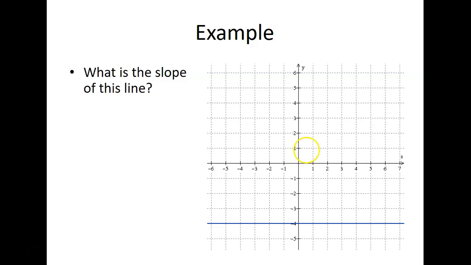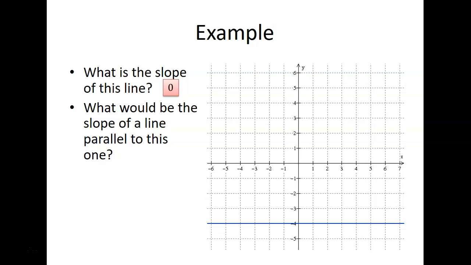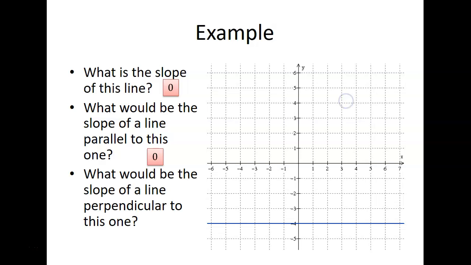What's the slope of this line? Notice this is a horizontal line. It just goes right straight across. So for a line like that, what's the slope? 0. What would be the slope of a line parallel to this one? Also 0.